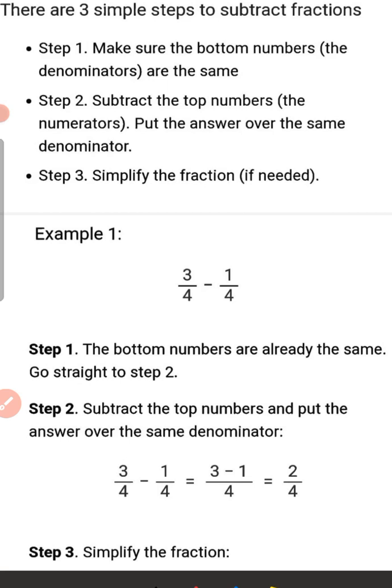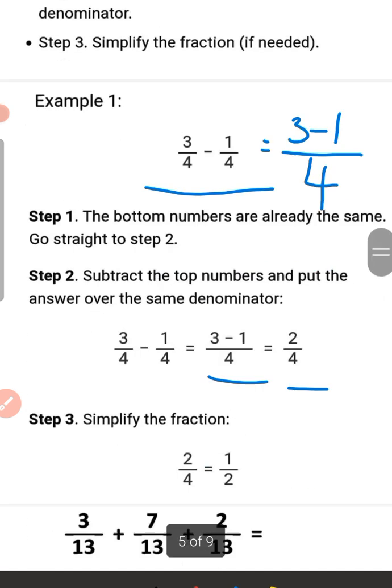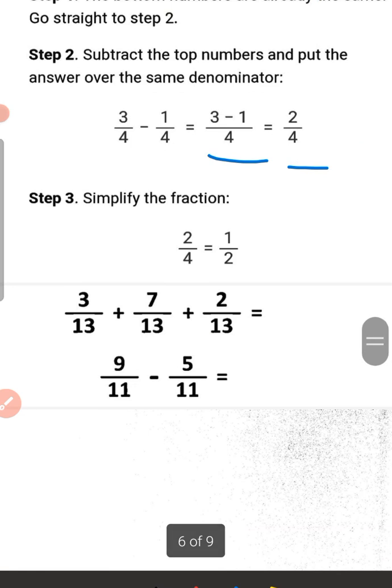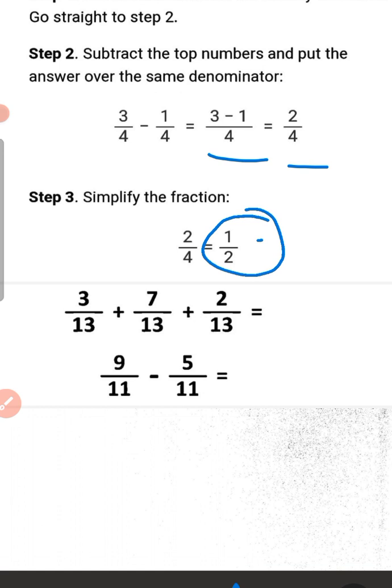Simplify if needed. In this example, 3 by 4 minus 1 by 4. Both are like fractions. 4 is the denominator. Then subtract the numerators. 3 minus 1 over the same denominator. 3 minus 1 is 2. 2 by 4 is our answer. Here also 2 is common in both. In 2 and 4, 2 is a common factor. So if we divide both by 2, we will get the answer as 1 by 2. 2 by 4 is equal to 1 by 2.